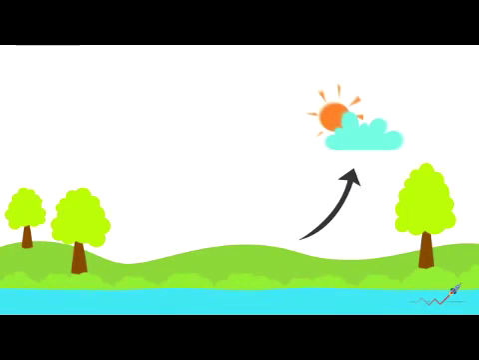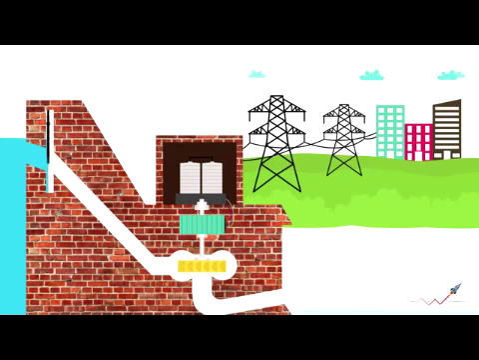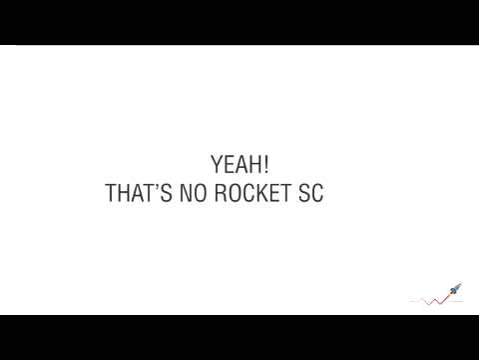The hydrologic cycle is important to hydropower plants because they depend on water flow. If there is a lack of rain near the hydro plant, water won't collect upstream. With no water collecting upstream, less water flows through the hydropower plant and less electricity is generated. Yeah, that's no rocket science.